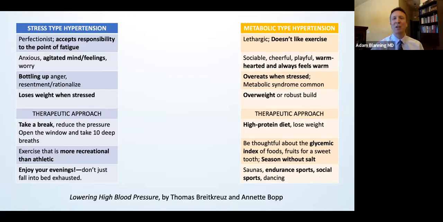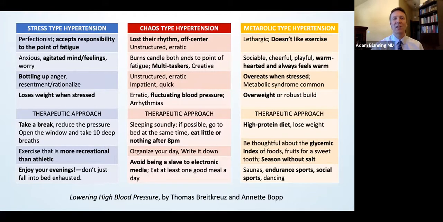People with the metabolic type hypertension tend to be sociable, cheerful. They're always warm-hearted and always feeling warm. Their metabolic system tends to be overactive, so they may overeat when stressed. They can become overweight, and metabolic syndrome is much more common. So a helpful lifestyle approach for these patients can include a high-protein diet, being thoughtful about the glycemic index of foods, seasoning with other spices besides salt, and again, these recreational activities of saunas, endurance sports, social sports, or dancing.